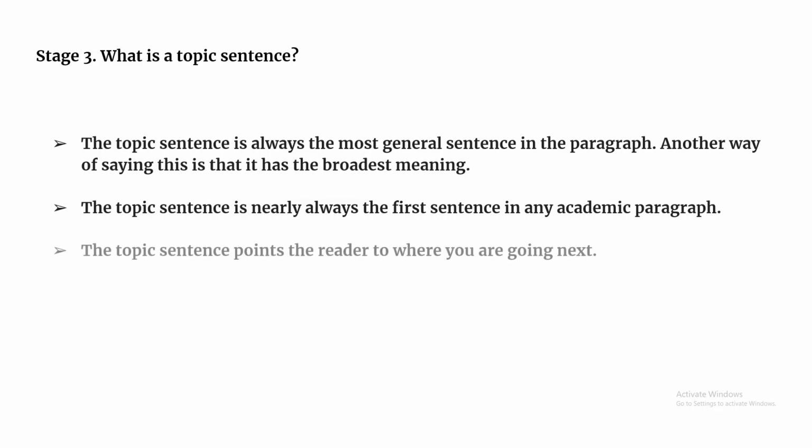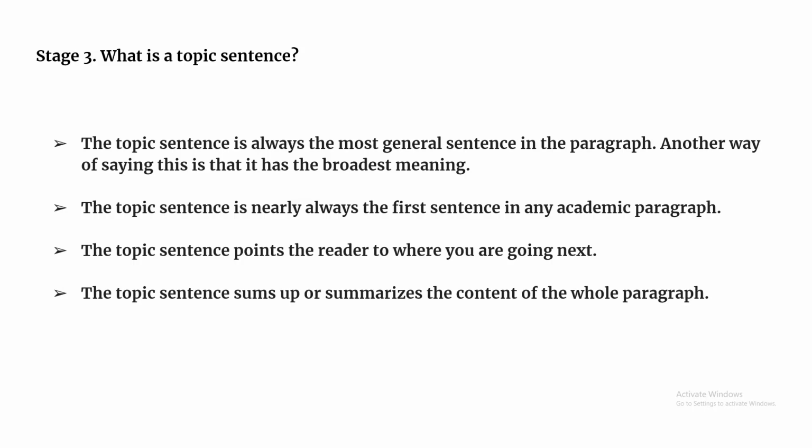The next thing you need to know about topic sentences is that they show or tell the reader where the paragraph is going to go next. So they are very important in indicating the direction and the organization of the information. The final thing you need to know about the topic sentence is that it sums up or summarizes the content of the whole paragraph. So it's the first sentence, it's the most general sentence, it's a summarizing sentence, and it tells the reader what is coming next.